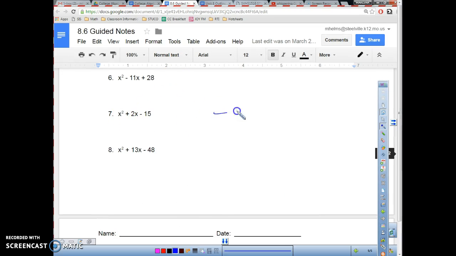Number 7's a little bit different because you're multiplying to get a -15 now and adding to get a +2. So we know that one of them is negative and one of them is positive, because that's what multiplies together to give you a negative. So let's just list them all first and then we'll talk about them. 1 and 15. 2 doesn't go into 15. 3 does. 3 times 5. 4 doesn't go into 15, but 5 does. It's already in the other column.